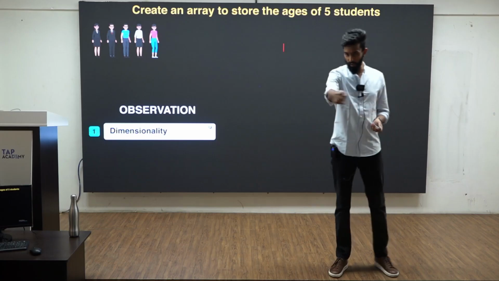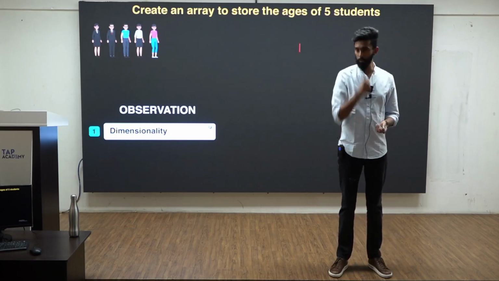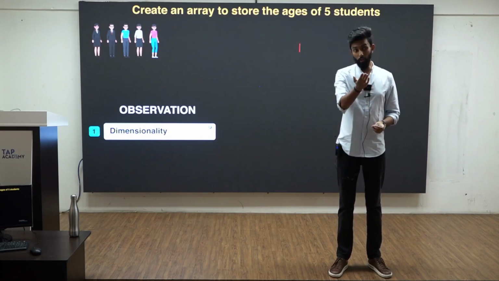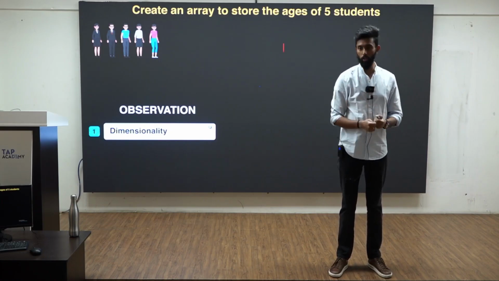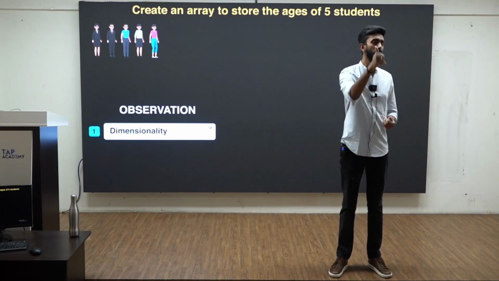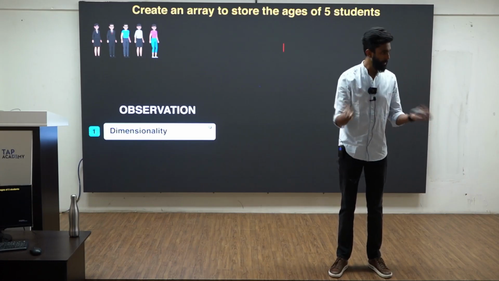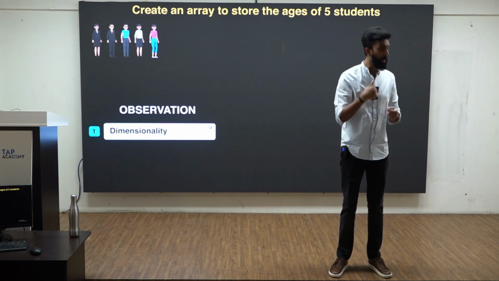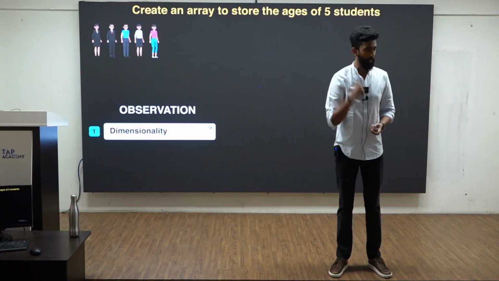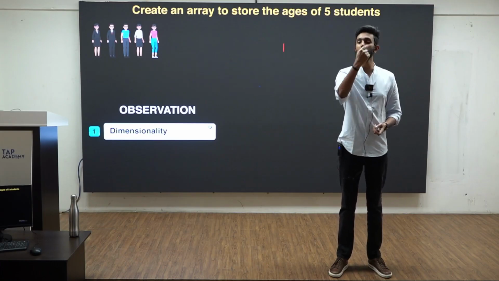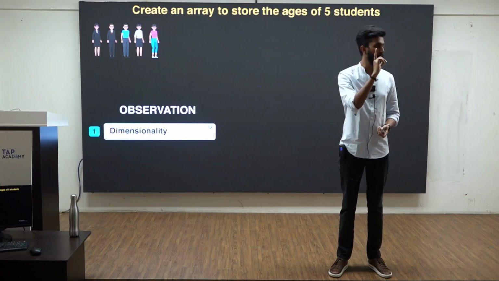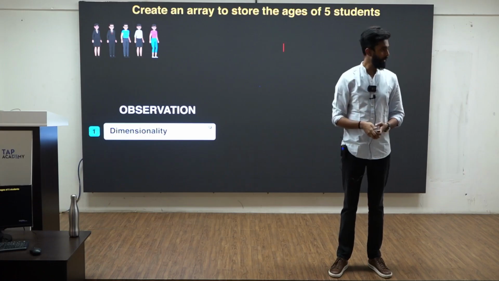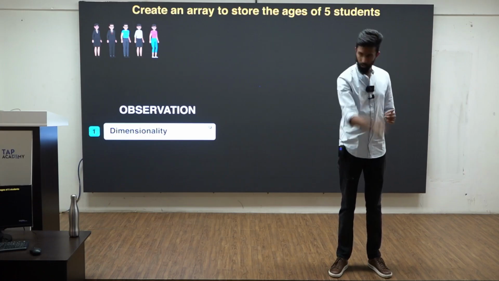Assume I have 5 students' ages with me. Now you will come to me and say, sir, give me the age. Now when you say give me the age, I will ask you one question. Only if you answer that, I will give you the age. What is that question? Which student? Yes or no? Boss, I have 5 students. First, second, third, fourth or fifth, you tell me. Tell me which student, I will give you the age. Which means for you to access age, you need one piece of information, which is the student. One dimension. Understood?